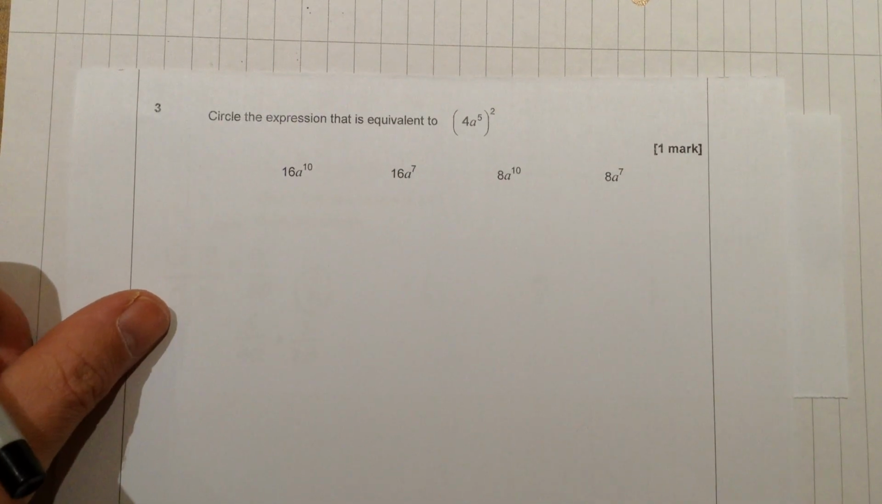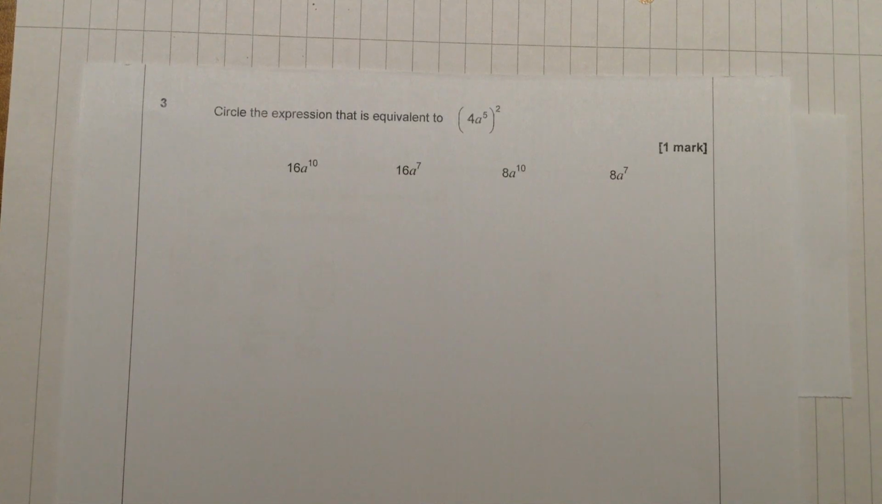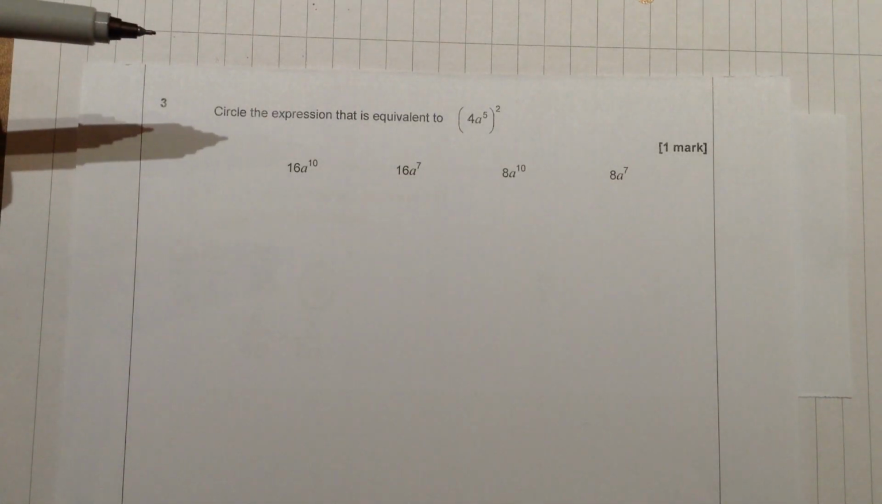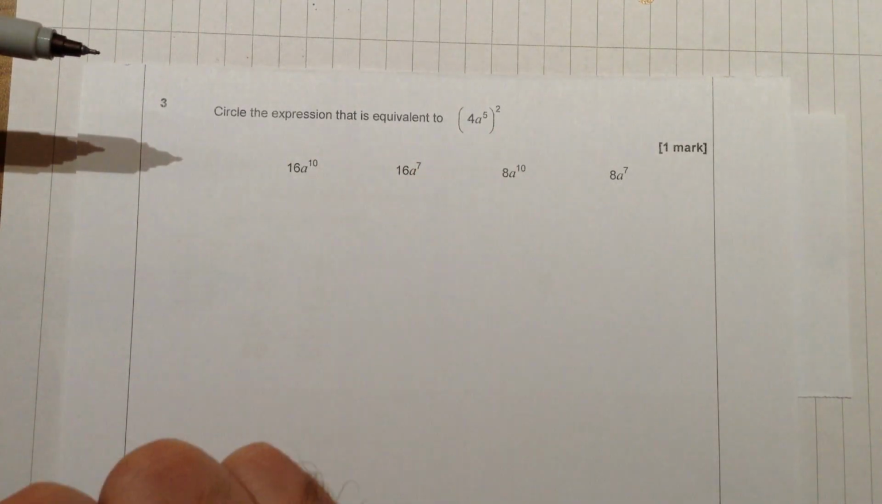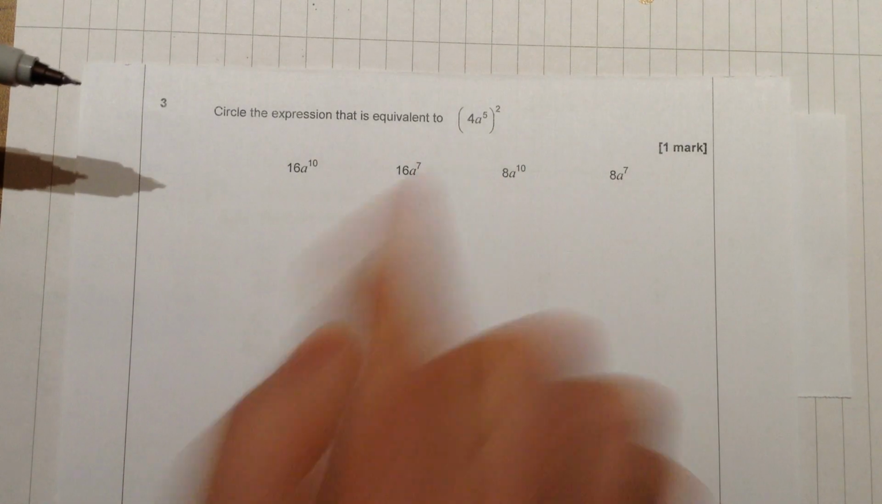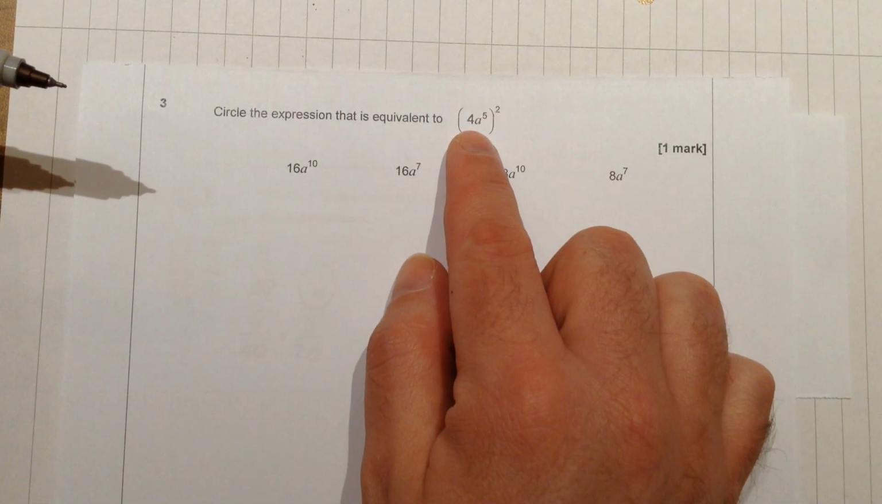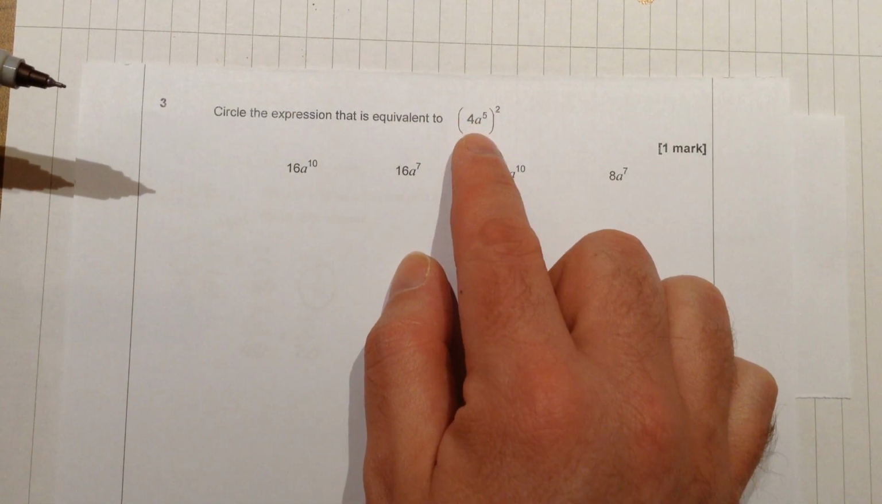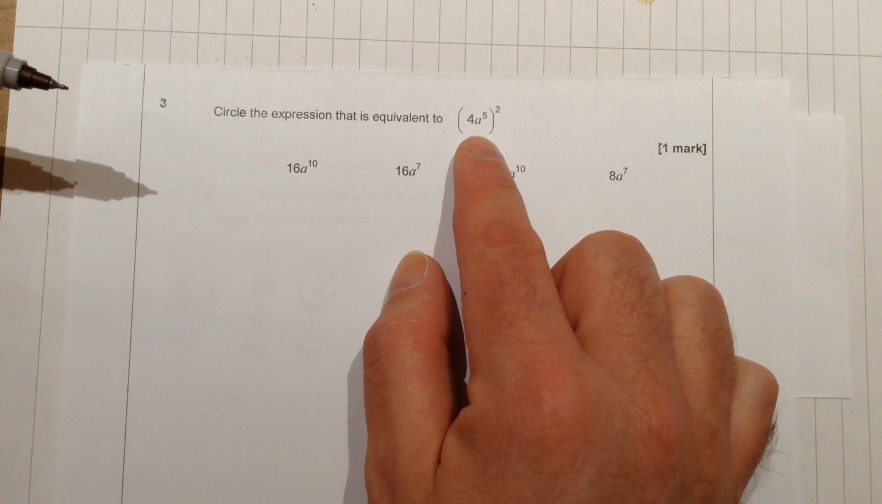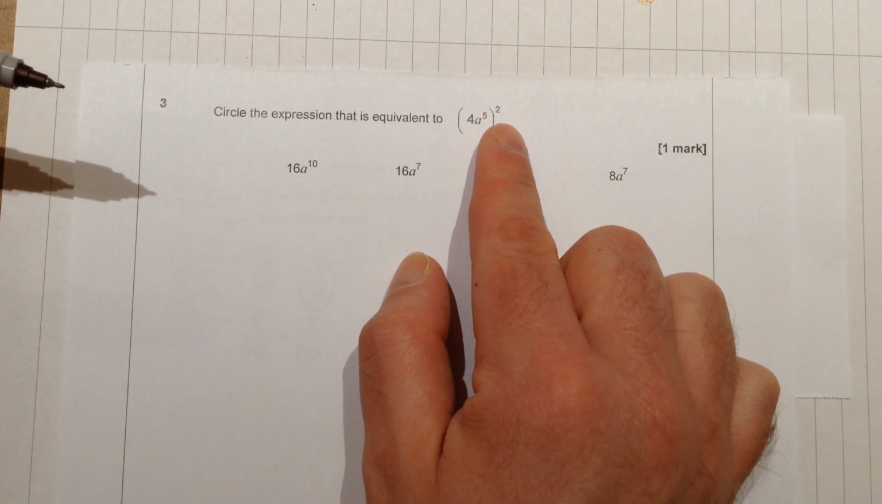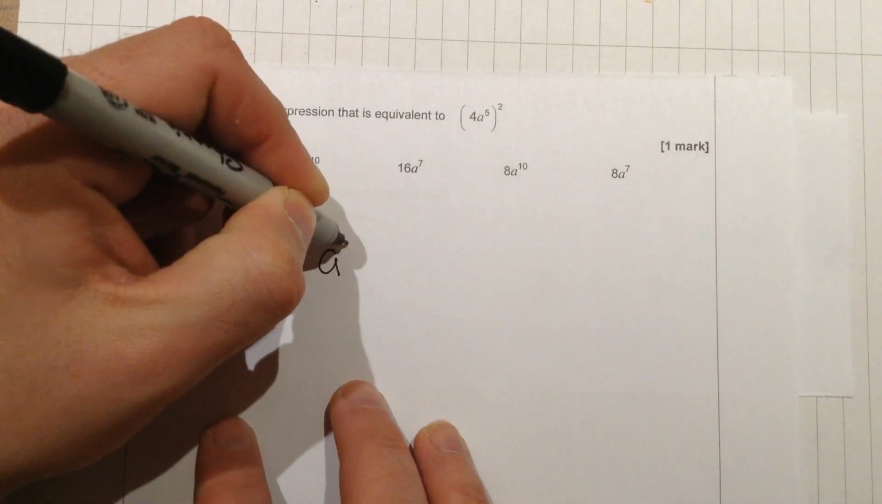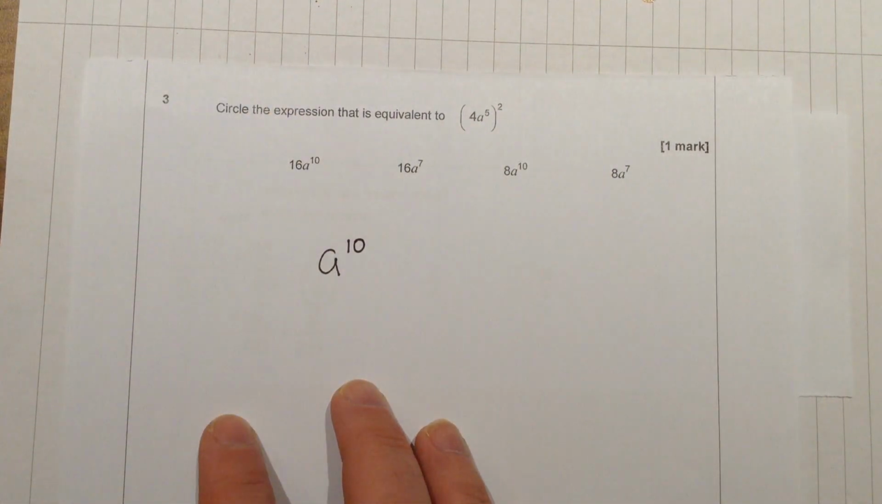Here's your second question. So for this one, we just need to remember a couple of rules to do with indices or index numbers and brackets. So here, if you have a power on the inside and outside of your bracket, like we do here, we actually times the two powers together. So 5 times 2 tells me that the answer must include a to the power 10.